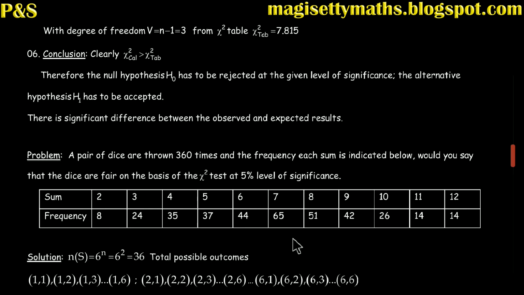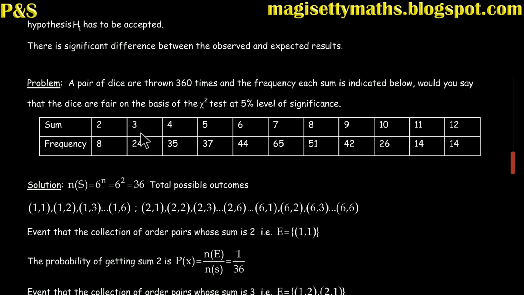Now coming to the next problem. A pair of dice are thrown 360 times and the frequency of each sum is indicated below. Would you say that the dice are fair on the basis of the chi-square test at 5% level of significance? Given sums 2, 3, 4 up to 12 and their frequencies 8, 24, 35 and so on up to 14.